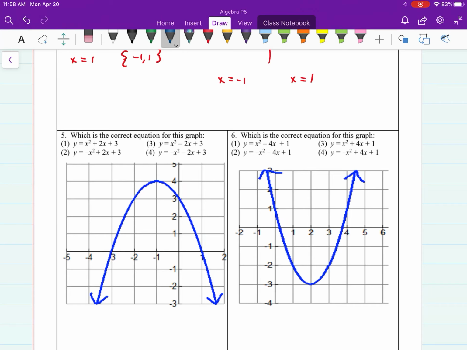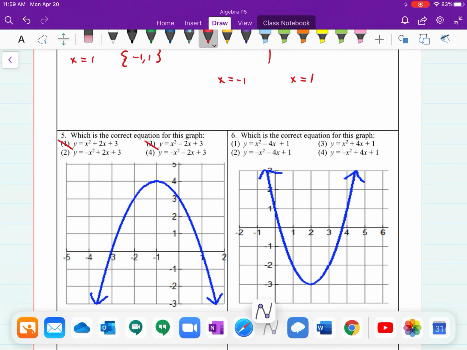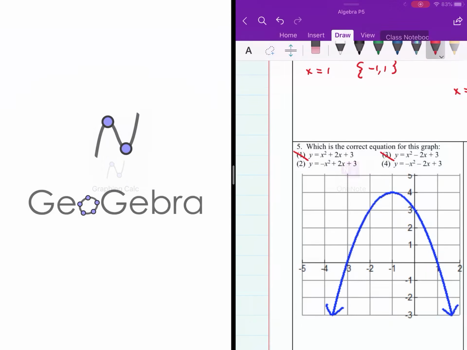However, be smart about it. This doesn't look like a U, it looks like an upside down U. So the only way that it would be upside down like that is if it starts with a negative x squared. So I'm not going to bother doing 1 or 3. You'll just have to type in 2 or 4 and see which one looks like that. So let me split screen with GeoGebra here and show you guys what I'm talking about.